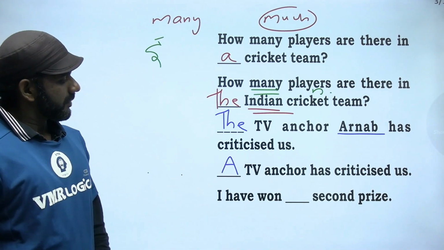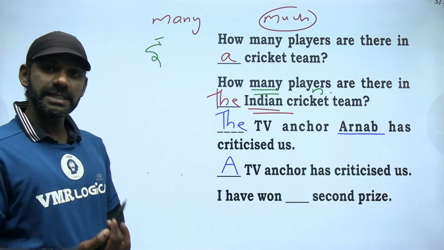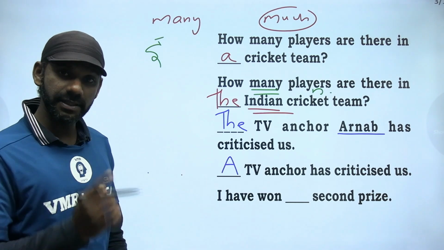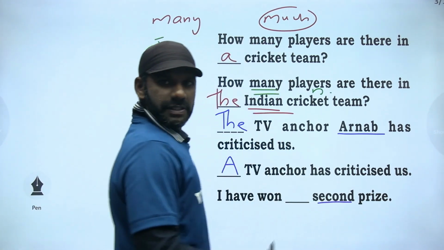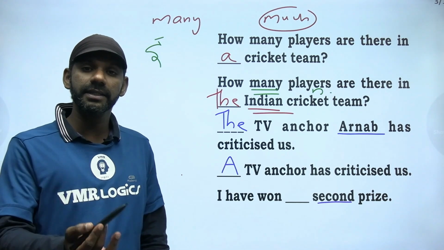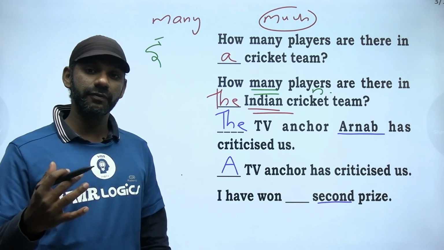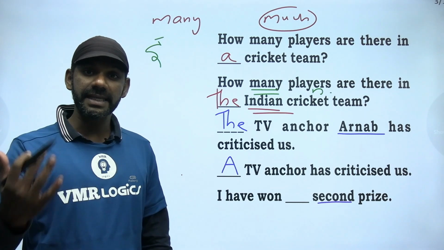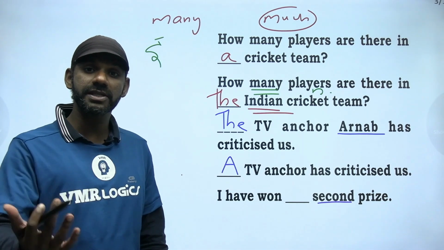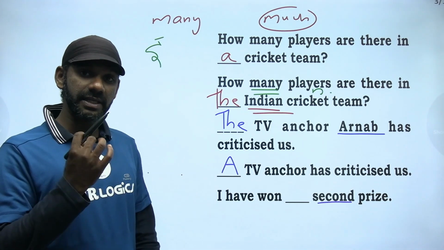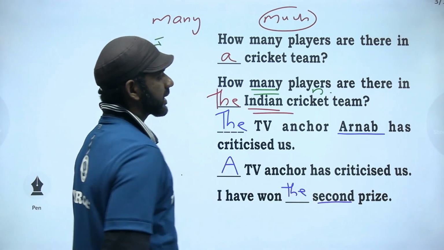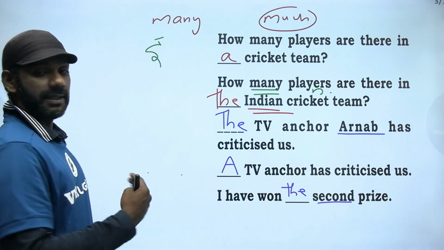The next one. I have won dash second prize. In this sentence, are we referring to any specific prize? Yes, second prize. There's only one second prize. Very specific. The first prize, specific. The second prize, specific. The third prize, specific. The first prize, the first book, the second book, the third book, the first chapter, the second chapter, the fourth chapter, etc. Second prize, in a sense, is a very specific one. So, I have won the second prize. The third prize, the same thing.